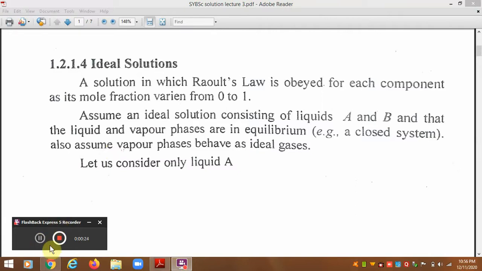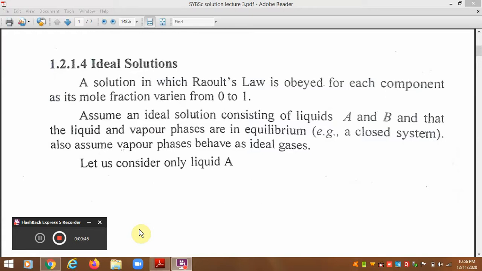Dear friends, in the last part of the video, we particularly discussed solutions, and we studied the vapor pressure and the composition of an ideal solution, and we tried to derive the equation for Raoult's law. We also discussed some numericals based upon Raoult's law and tried to solve them.